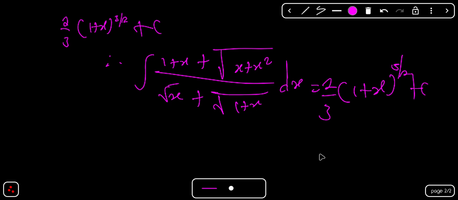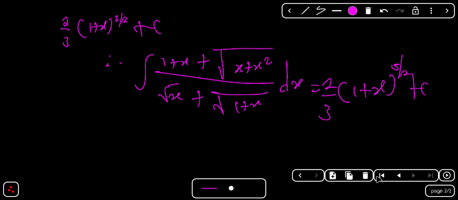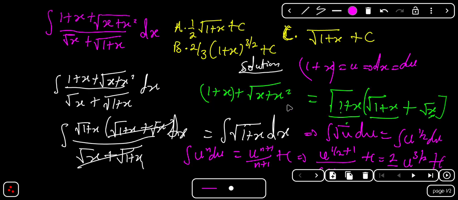So that is the correct answer. All right, so what option is that? Let's check the options. So that is option B. So option B is the correct option right here.